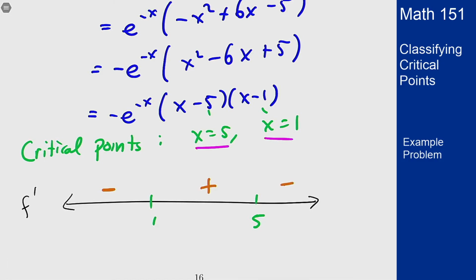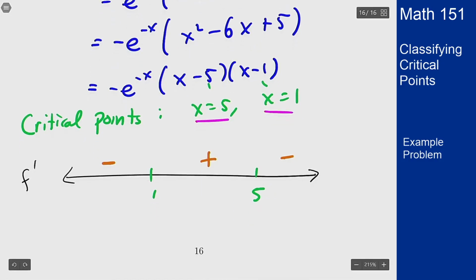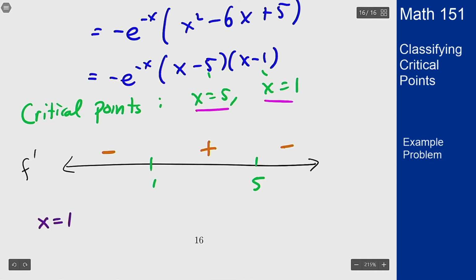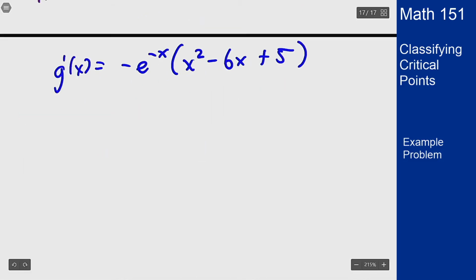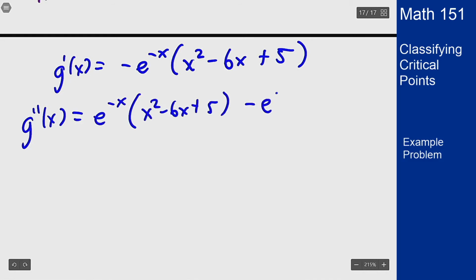So via the first derivative test, I can see that x equals 1 is a local minimum, because it goes down to up at 1, and x equals 5 is a local maximum, because it goes up to down at that point. Now we can do the same thing with the second derivative test, and that will start with having our derivative, which I will leave unfactored because it'll be easier in this case, and then going to take the second derivative. So in this case, the second derivative is e to the minus x times the inside, and then minus e to the minus x times a 2x minus 6.